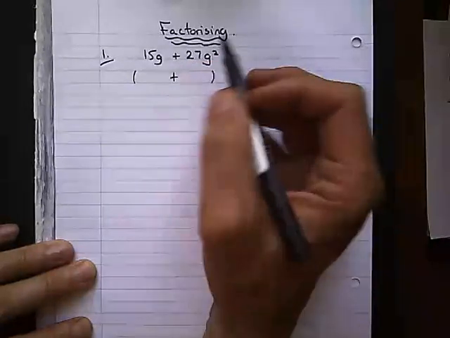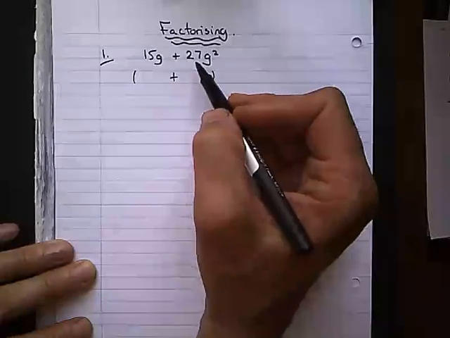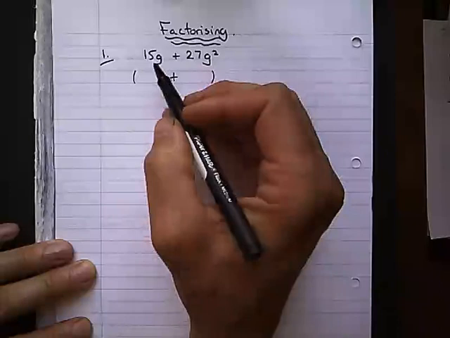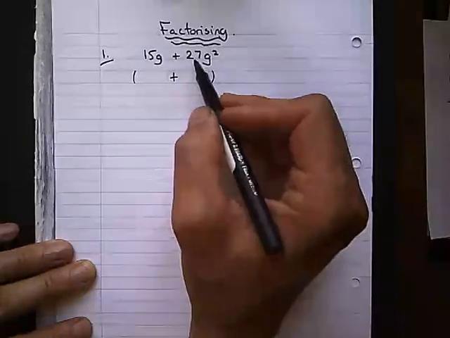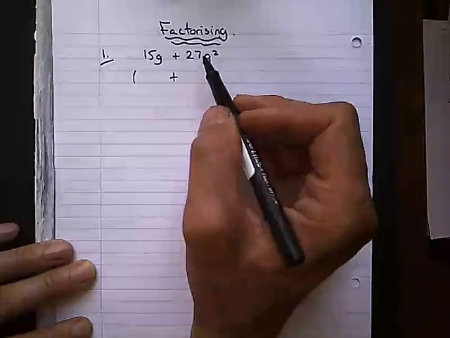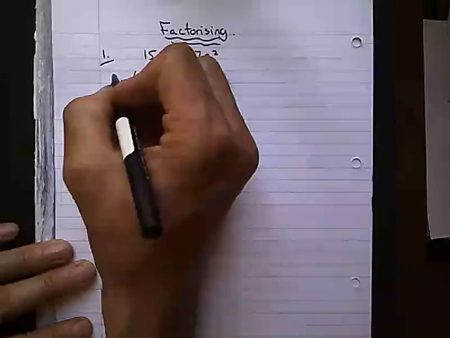So what's common to both 15 and 27? I want a common factor, the highest common factor, mind you, always has to be the highest one. So 3 goes into 15 and 27. The next factor would be 5, but 5 doesn't go into 27. And the next one would be 15, but that doesn't go into 27 either. So we're going to have a 3 outside the bracket.